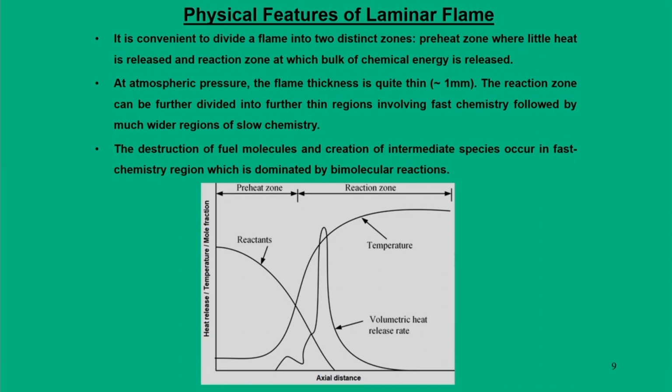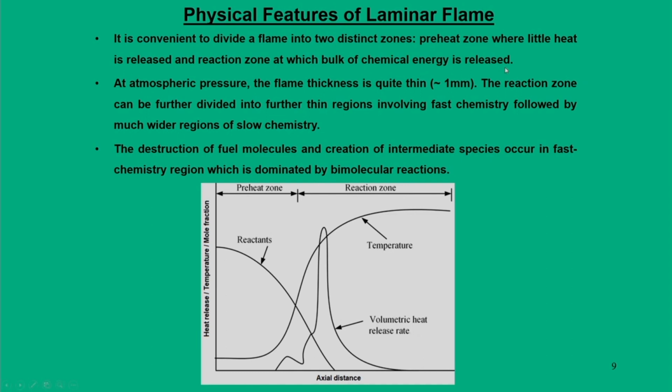Now let us understand another clear picture. So, this is a generic figure that represents what happens in the flame. A flame is considered to have two distinct zones, one is the preheat zone, the other is the reaction zone. The preheat zone is where little heat is released, and the reaction zone is where the bulk amount of chemical energy is released.